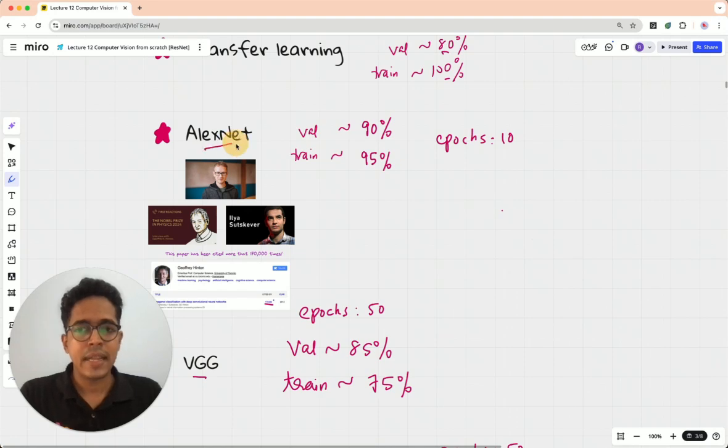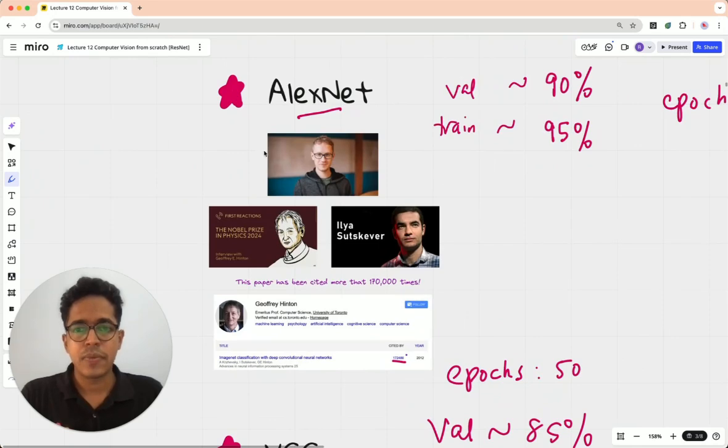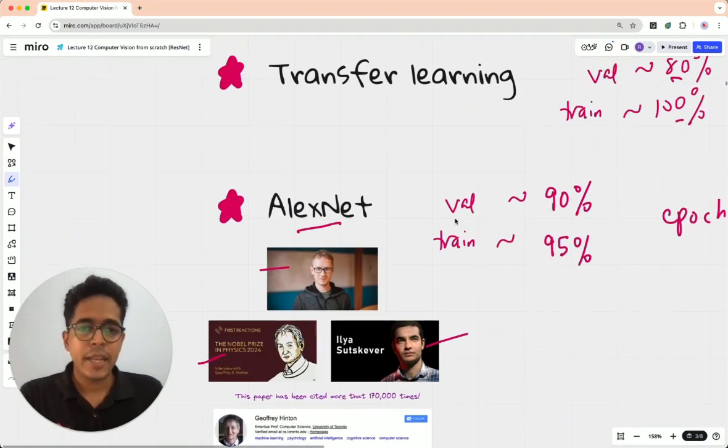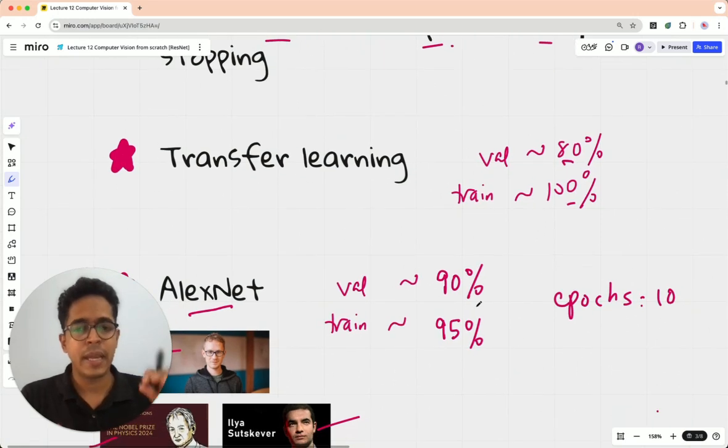We started with AlexNet, the legendary paper that transformed deep learning forever, by Alex, who was the first author after whom the paper is named, Professor Geoffrey Hinton, who was the 2024 Nobel Prize winner in physics for the introduction of neural networks, and Ilya Sutskever, who was also the OpenAI co-founder. This paper is so amazing. It's been cited 170,000 times. So we ran for 10 epochs. We got 90% validation and 95% training accuracy. We became extremely happy. This was the first time in this course we received such a good level of accuracy without too much overfitting.